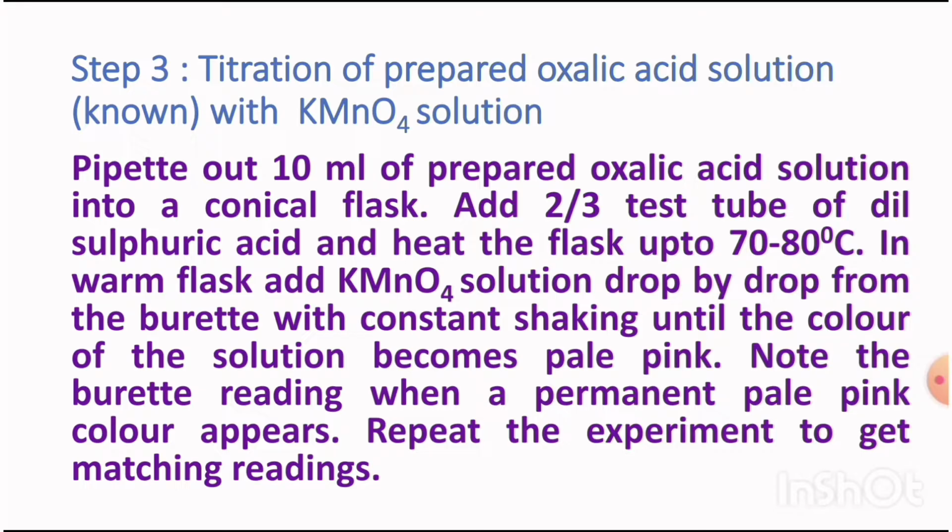Pipette out 10 ml of the prepared oxalic acid solution into a conical flask. Now add 2/3 test tube of dilute sulfuric acid and heat the flask up to 70 to 80 degrees centigrade.